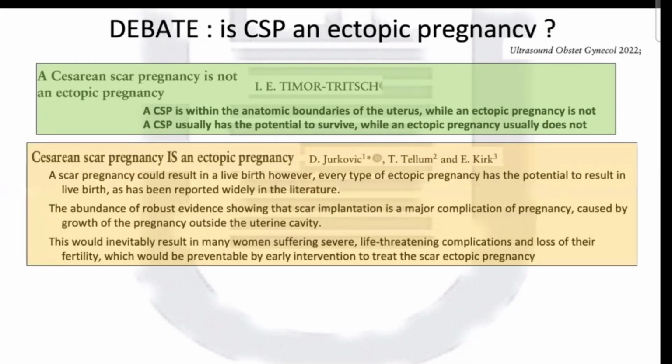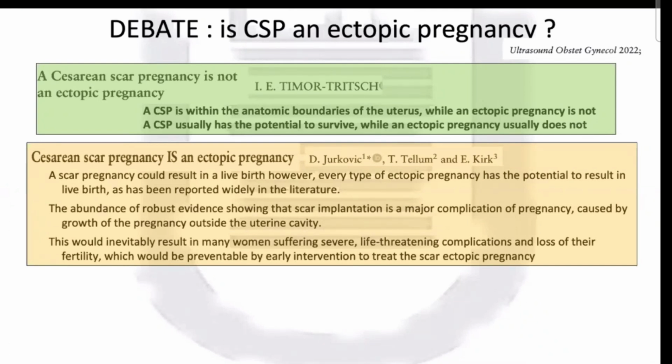The response to this was from Professor Jurkovic, from the other school in Europe, who said no, cesarean section scar pregnancy is an ectopic pregnancy because all ectopic pregnancies potentially give a live birth, and there is very good evidence that this pregnancy is associated with major complications, and it causes life-threatening complications, and also can cause loss of fertility in these patients.